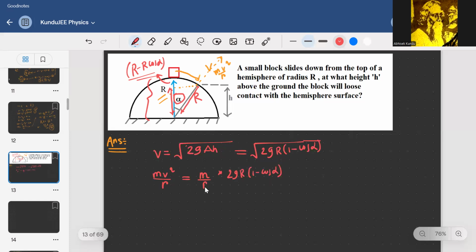So here this r will be the same, capital R. This r will be cancelled in numerator and denominator. It will be 2mg into 1 minus cos alpha. Now let us draw the free body diagram of the body when it loses contact with the surface. Let's say the mass is here.